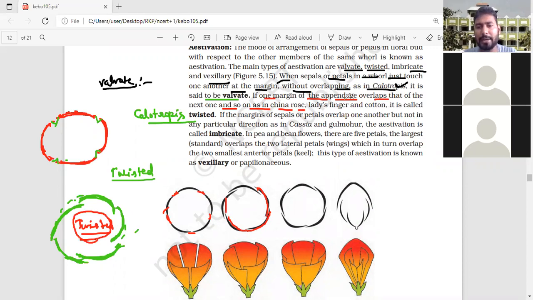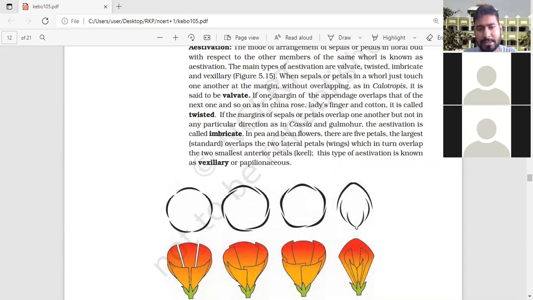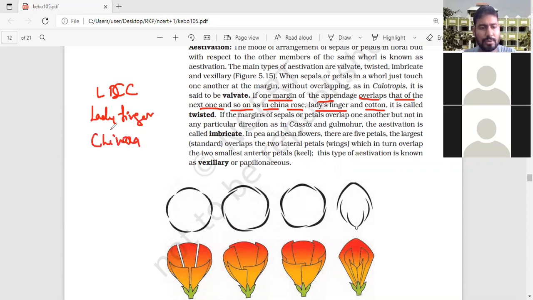Now you can read: twisted estivation means if one margin of the appendages overlaps the next one, and so on, as in China rose, lady's finger, and cotton. Lady's finger, China rose, and cotton. So these are the examples of twisted estivation.